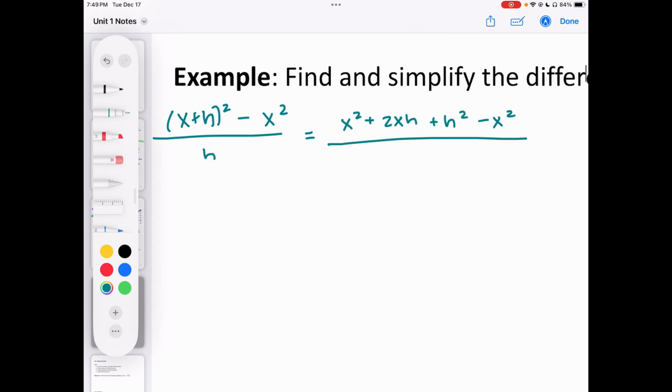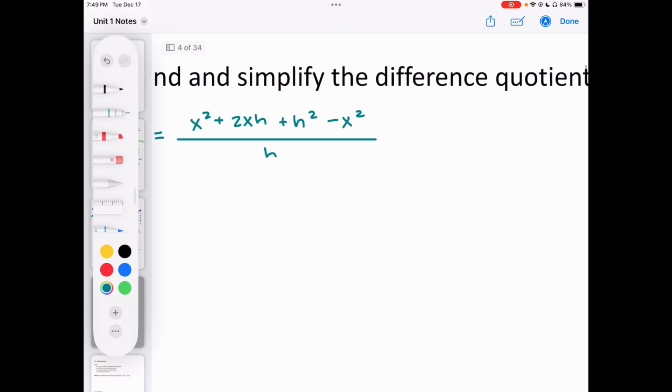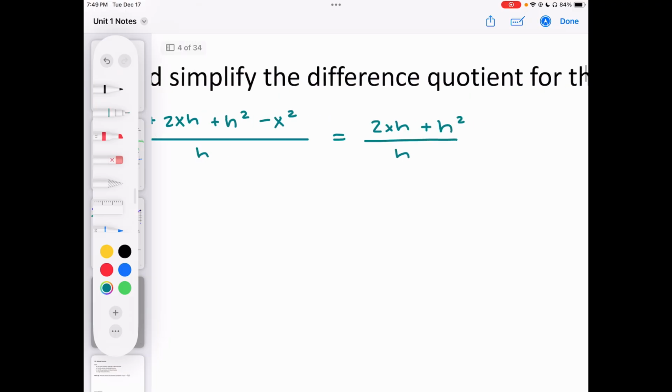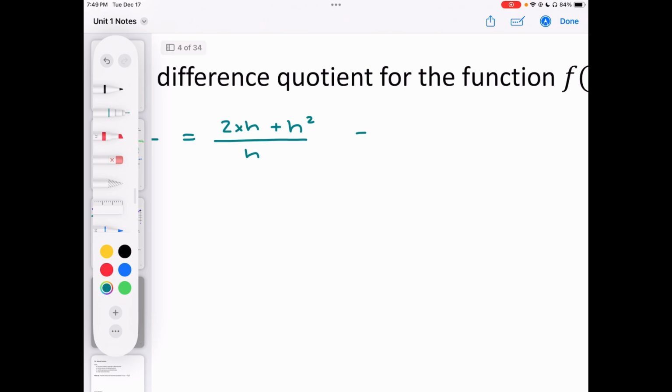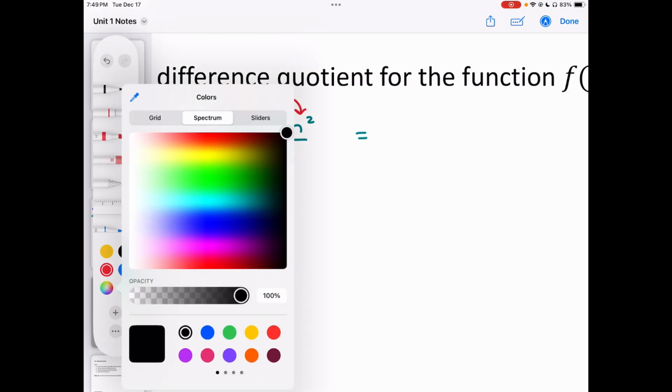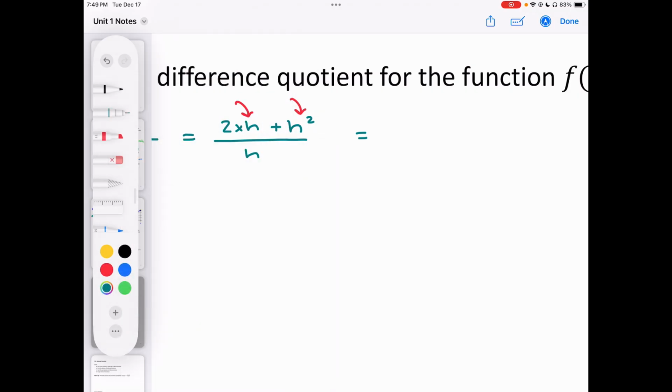If you haven't already gotten comfortable with foiling, you will in this class because we are going to be doing this all the time. Okay, notice that your x squared terms are going to cancel and you're left with 2xh plus h squared all over h. And because both of the numerators have an h term, we can simplify further. Let me go back to the color I was using, and we'll have 2x plus h as the final answer.